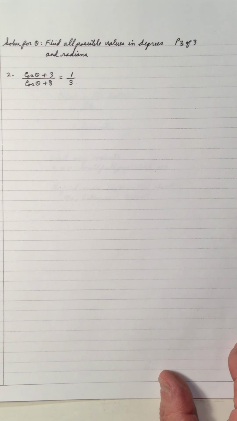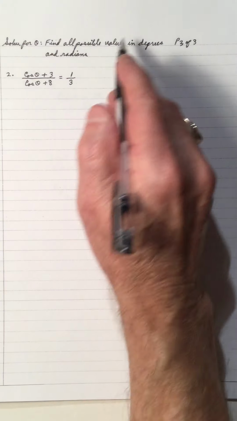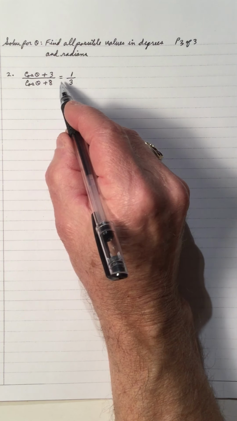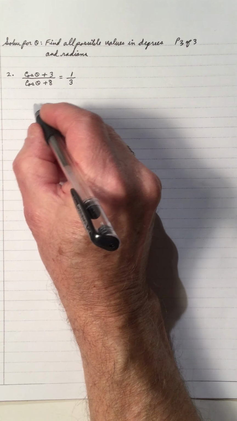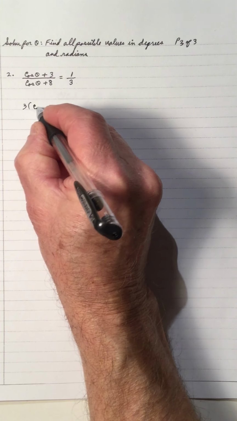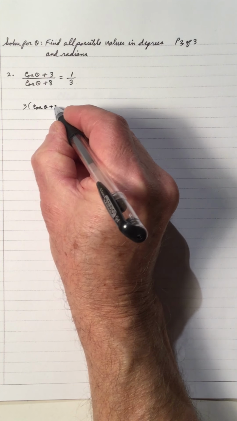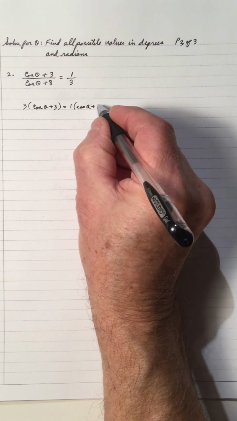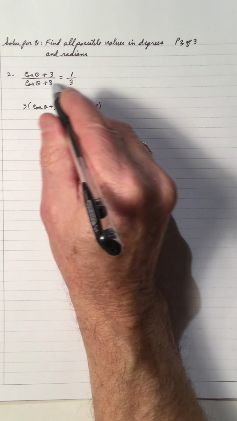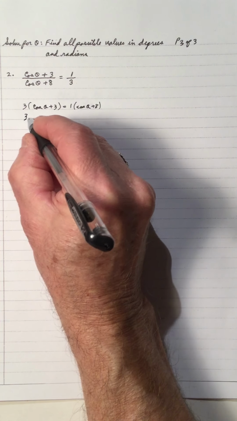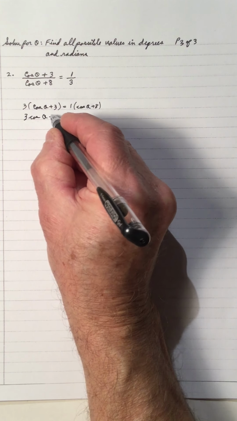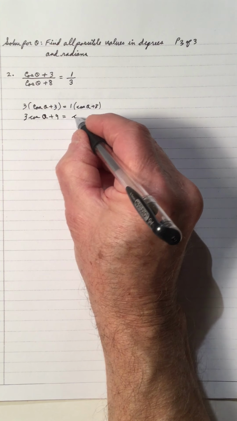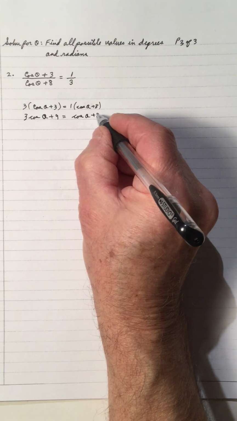And we do another one. Again, all possible values of theta in degrees and radians, but this time I arranged the equation to be a little bit different. So let's cross multiply. 3 times cos theta plus 3 equals 1 times cos theta plus 8. We're cross multiplying. Two fractions equal, we cross multiply. 3 cos theta plus 9 equals 1 times cos theta is cos theta. 1 times 8 is 8.